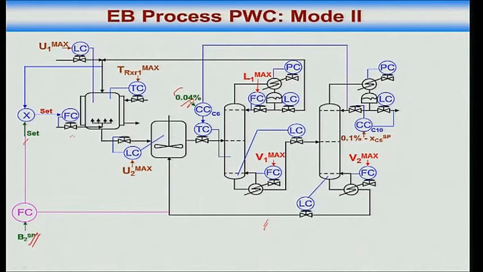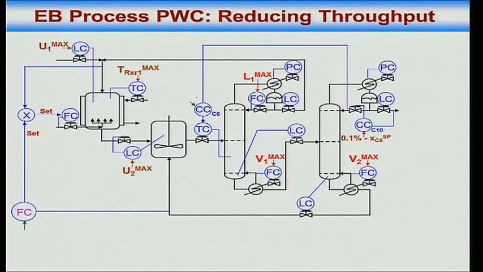Now I want to reduce throughput. What will I do? So I have got my two unconstrained degrees of freedom. I want to reduce throughput. What will I do? The first thing I will do is take it to 0.09%. Throughput will reduce from 970 to about 940, something like that. Once I have done that, I will take this from 230 to whatever it was, 112, right?